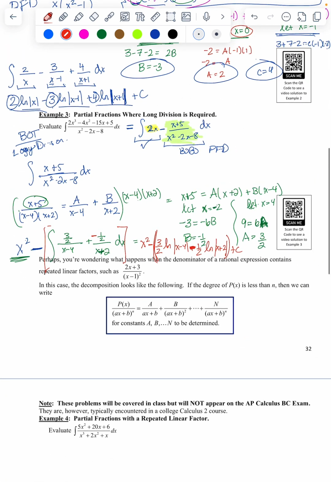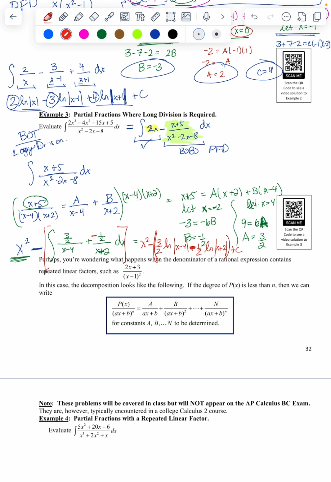All right, so perhaps you're wondering what happens when the denominator of a rational function contains repeated linear factors such as (x minus 1) squared. Well, in this case, the decomposition looks like the following. If the degree of p(x) is less than n, then we can write it like so. If it's bigger on the top, then we can rewrite it first.